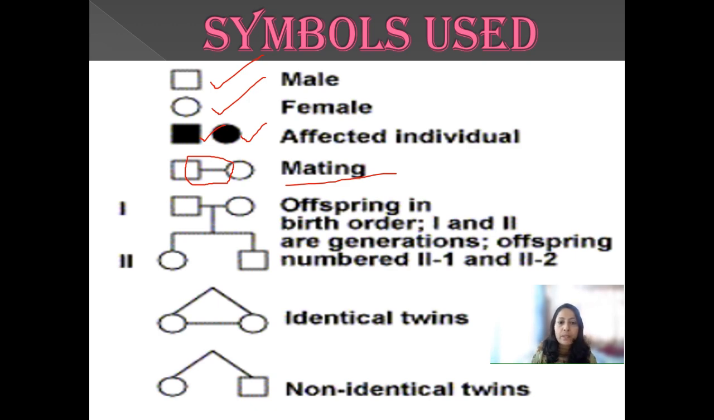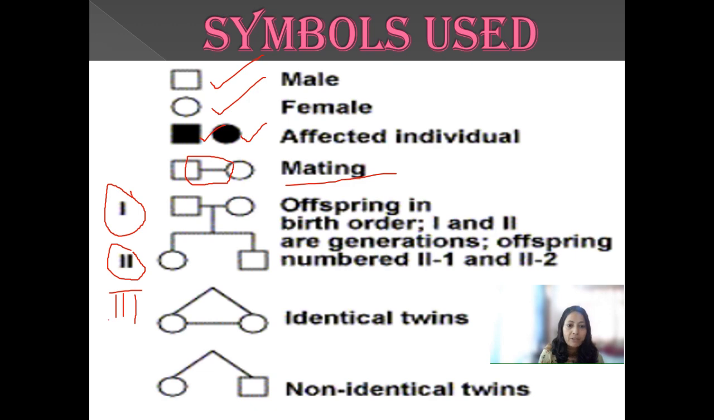Then other important symbols used in pedigree are, you're watching on the left-hand side some Roman numbers are written. So these Roman numbers represent the generation. So this is generation 1. Then below this is generation 2. And if below that another generation is there, that would be representing generation 3.